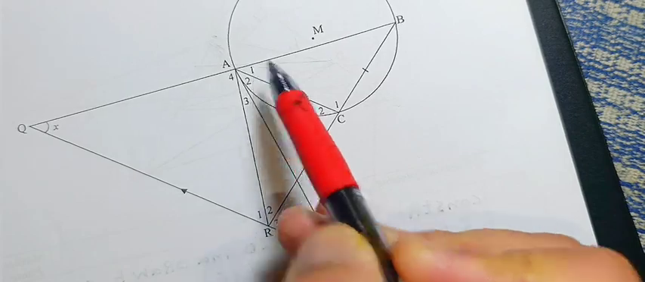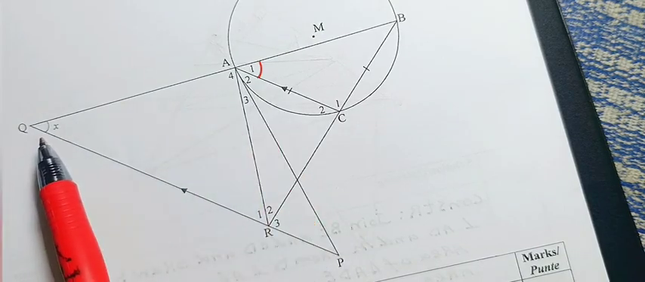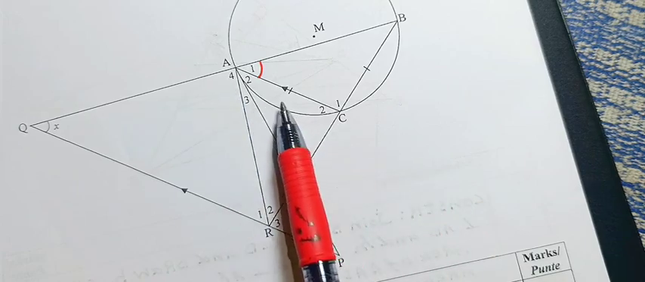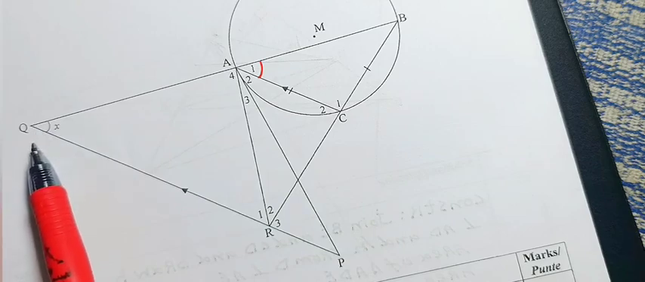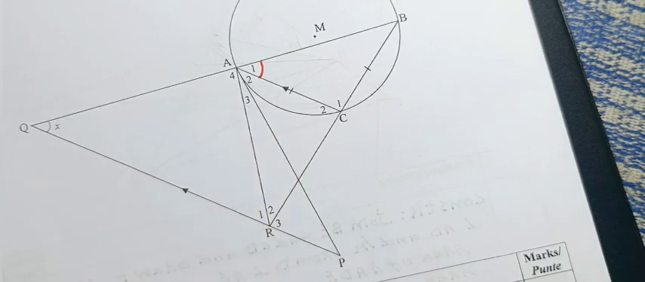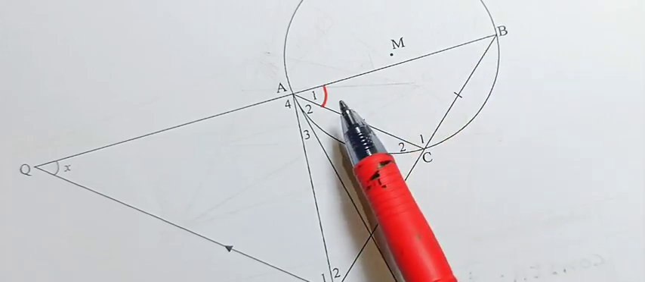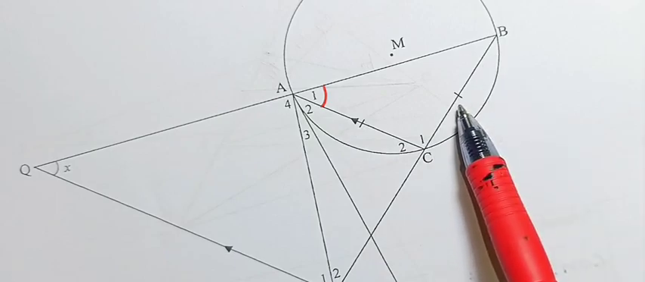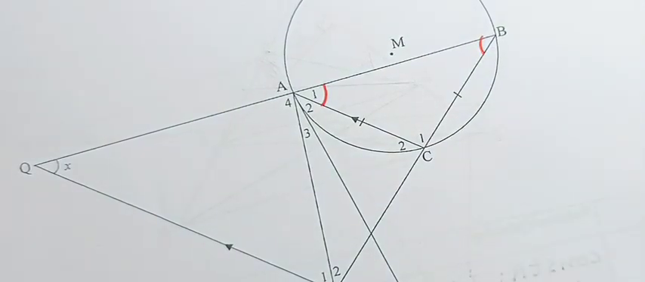So A1 is going to be equal to X, corresponding angles, because PQ is parallel to CA. So these two parallel lines, this is a transversal line, and there are corresponding angles. So A1 is equal to X, and the second angle is angle B, which is going to be equal to X, because AC, can you see, one notch, and BC also one notch, so AC is equal to BC. So that's why angle B is also equal to X.